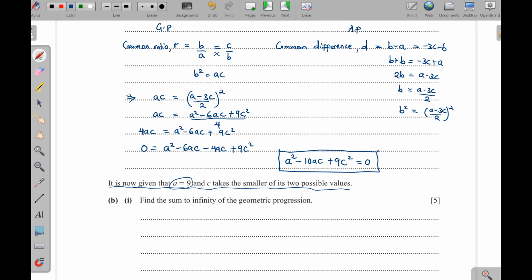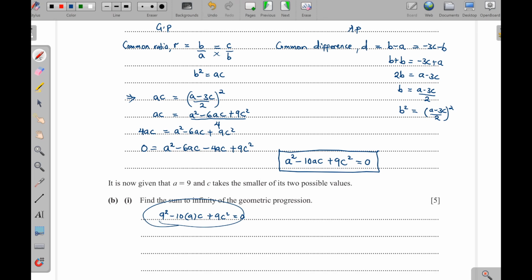It is now given that a is equal to 9 and c takes the smaller of its possible values. Okay. Part b, Roman 1, find the sum to infinity of the geometric progression. So what do you think we are going to do here? We are going to just substitute in here. So if a is equal to 9, then we shall have 81. Okay, let me show the substitution: 9 squared minus 10 times 9 times c, plus 9c squared is equal to 0.